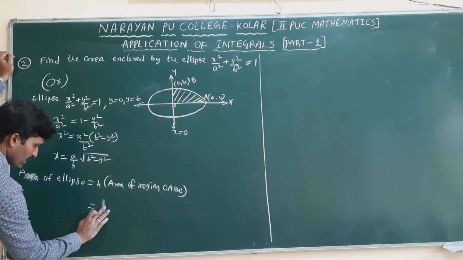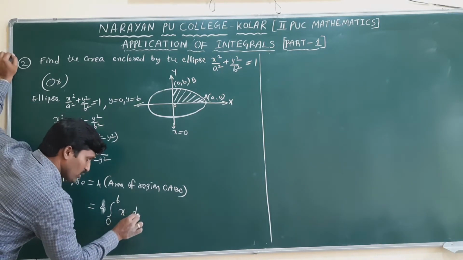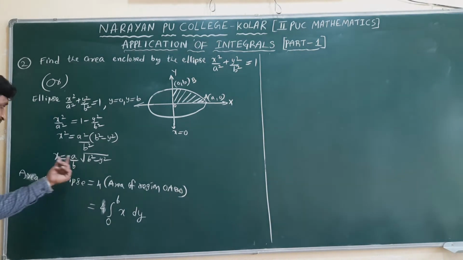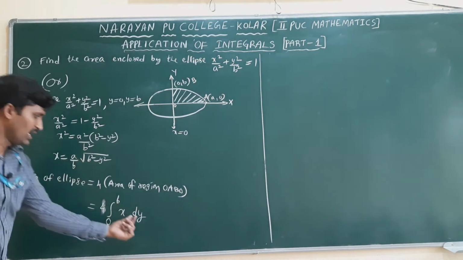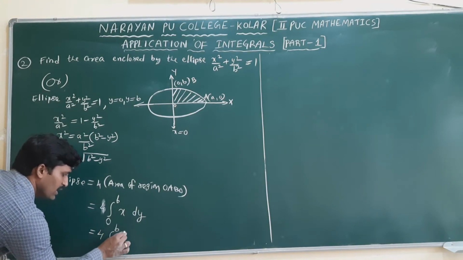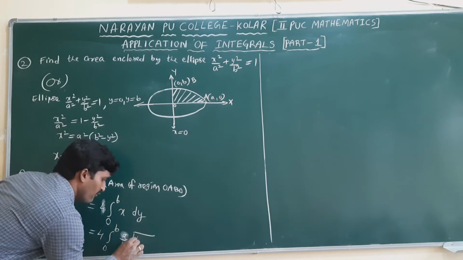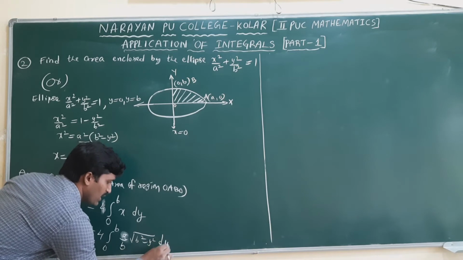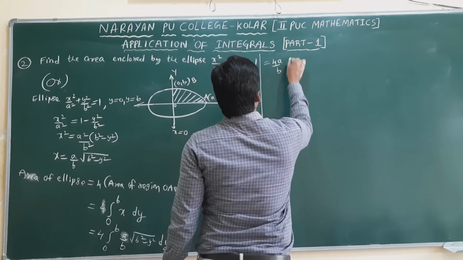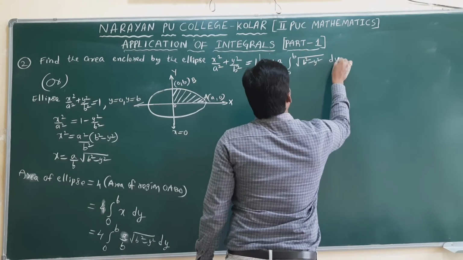Limits is from 0 to b, 4 times. The y limits you are taking means x into dy, because x is a function in terms of y. X is not in terms of x; again, x in terms of y, that's why we are taking dy here. So 4 into integral 0 to b, what is there? a by b into root of b square minus y square into dy. Take a by b common: 4a by b integral 0 to b root of b square minus y square dy.